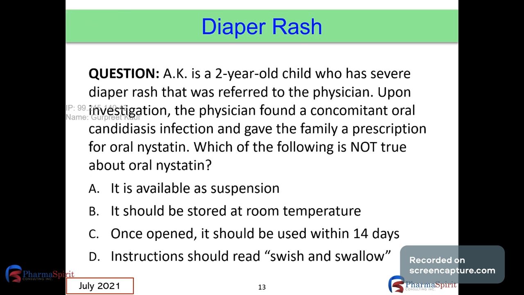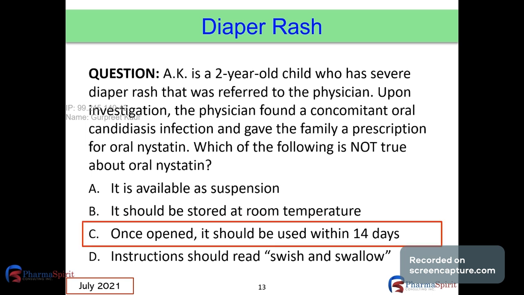And the answer for this question is C. Nystatin suspension does not require reconstitution and it is stable. So there is no problem, there is no reconstitution, and there is no limit for how many days you can use it.